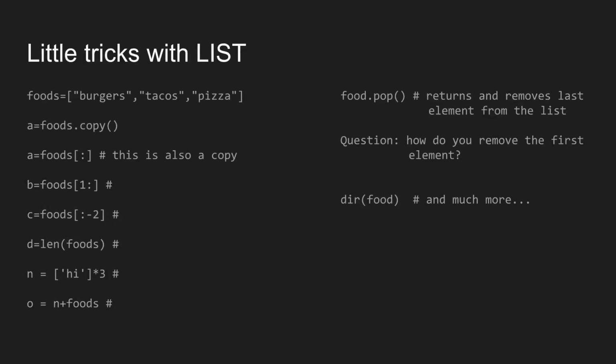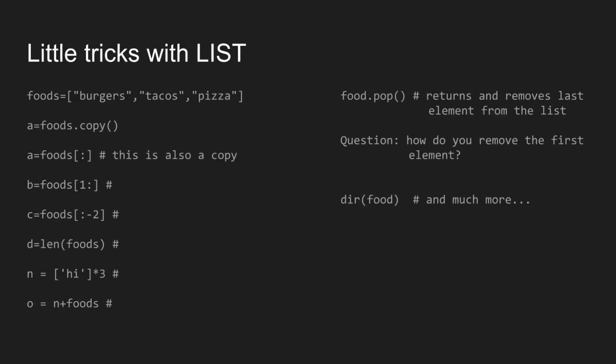Right here we have a list, and we're creating a list, but we're multiplying it by 3. So what are we doing here in this example? We're saying hi 3 times within the list. So it's going to be hi, hi, hi. The list is going to say hi 3 times.